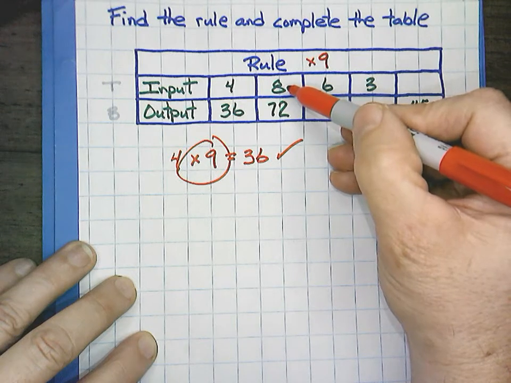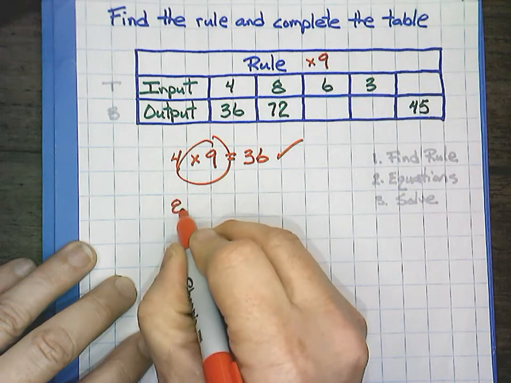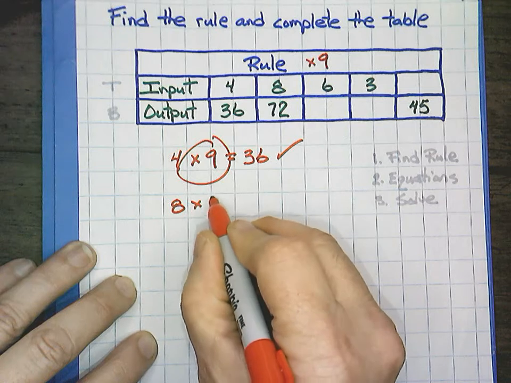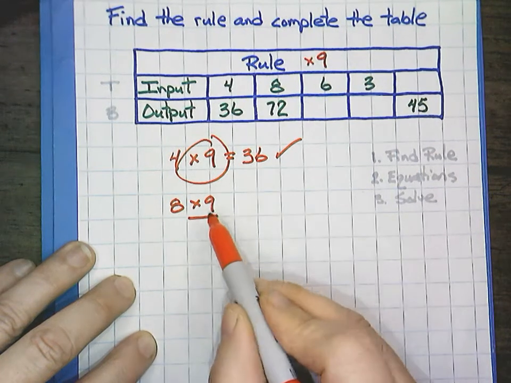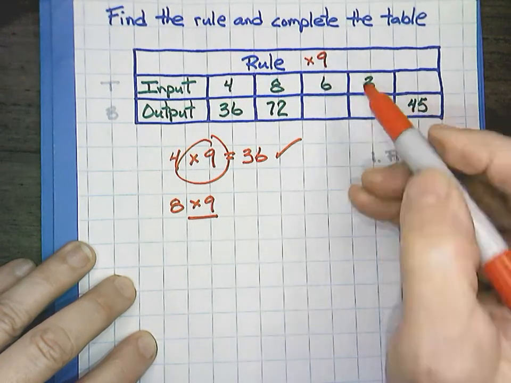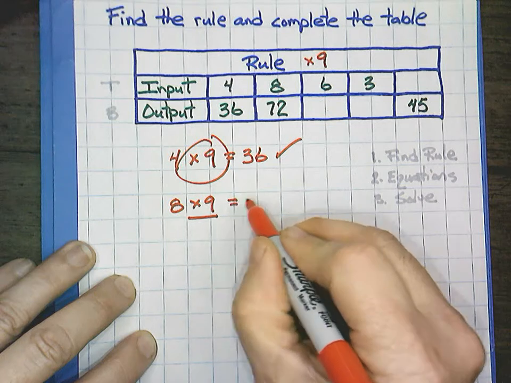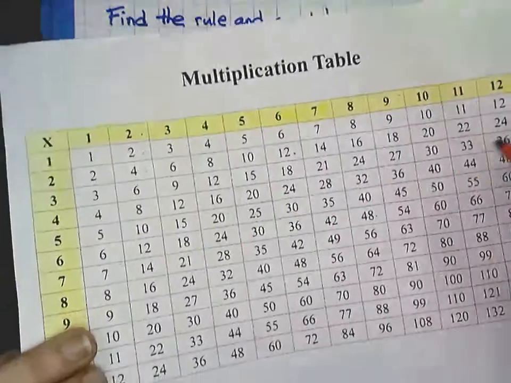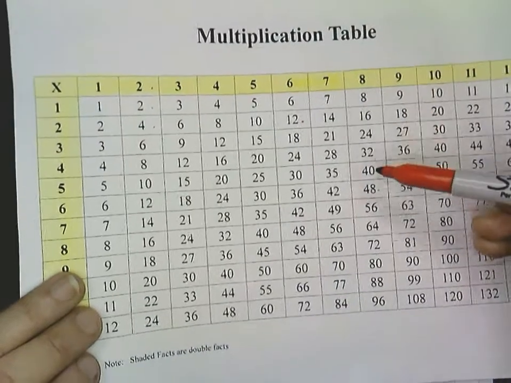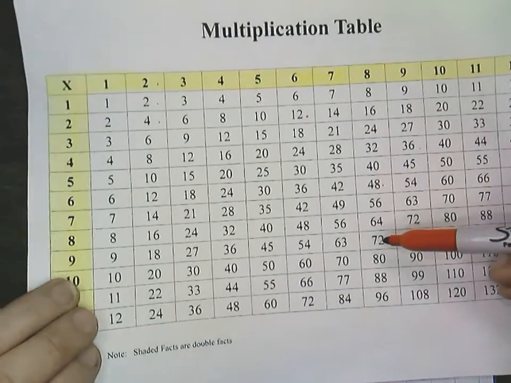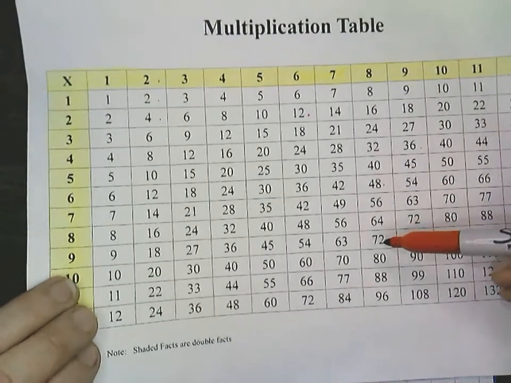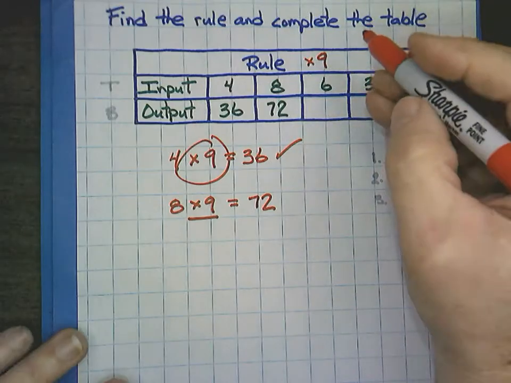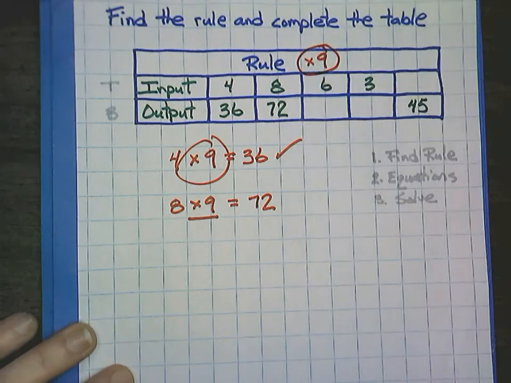So I'm going to use my input, which is 8, times my rule of times 9. And I know that that does equal 72. I can just show that real quick right here. 8 times 9 is 72. So I now know that my rule is times 9.